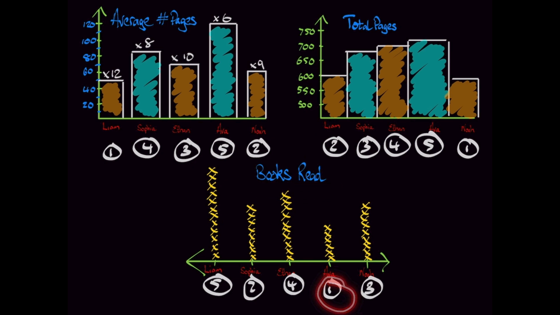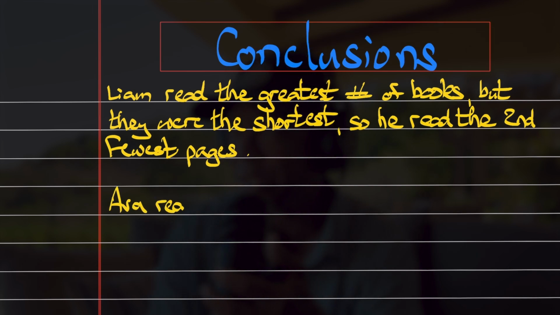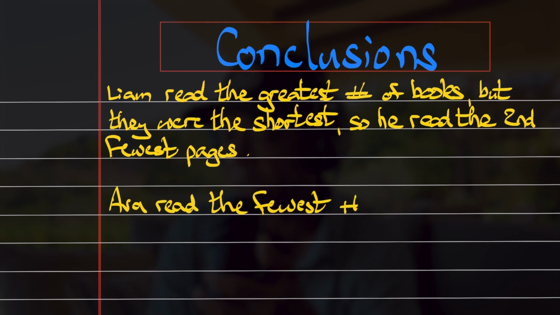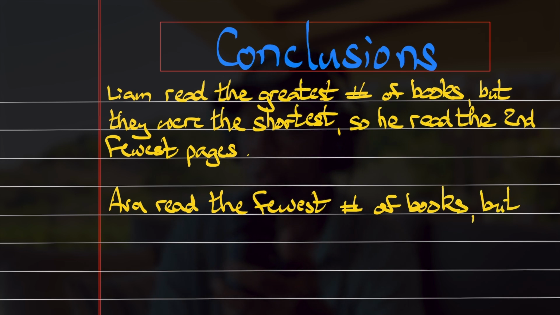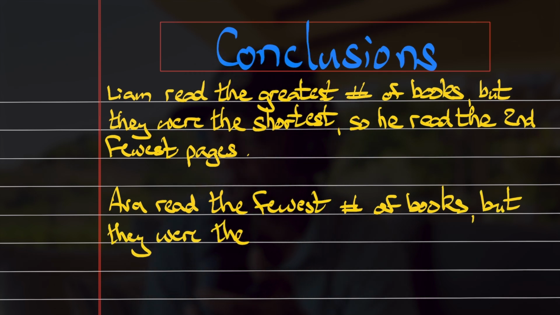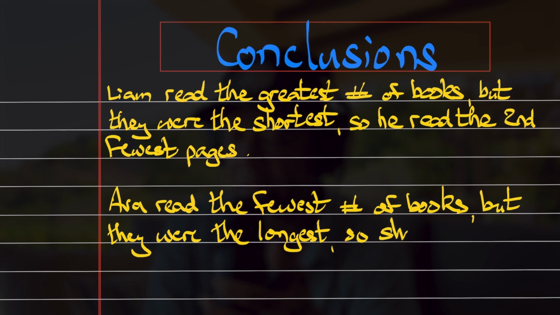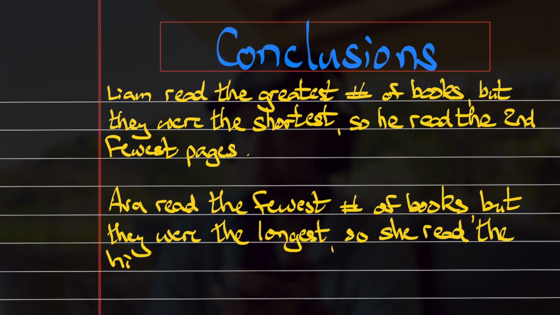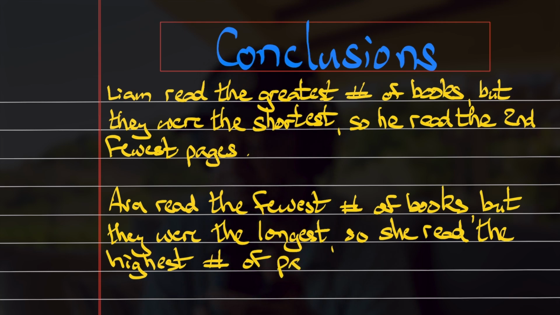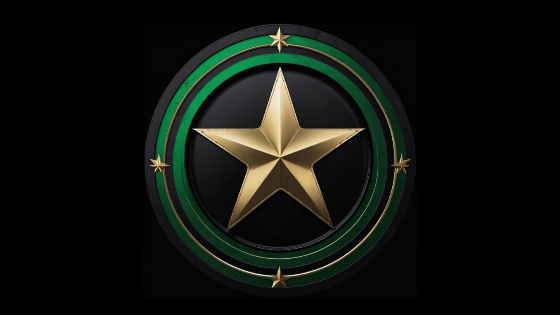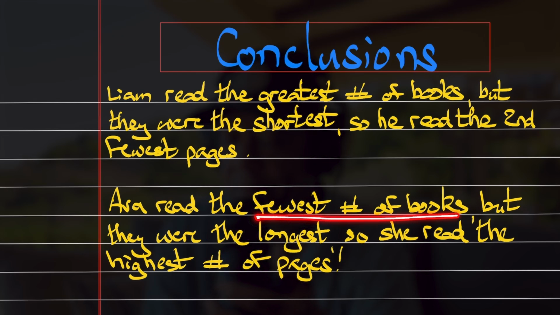When we look back and take a look at Ava, she's read 6 books. However, her books are the longest, and she read more pages than anyone else. I think that Ava is probably a really strong reader, or she's able to read for longer periods of time. She read the fewest number of books, but they were the longest. She read more than anyone else. I want to read like Ava.